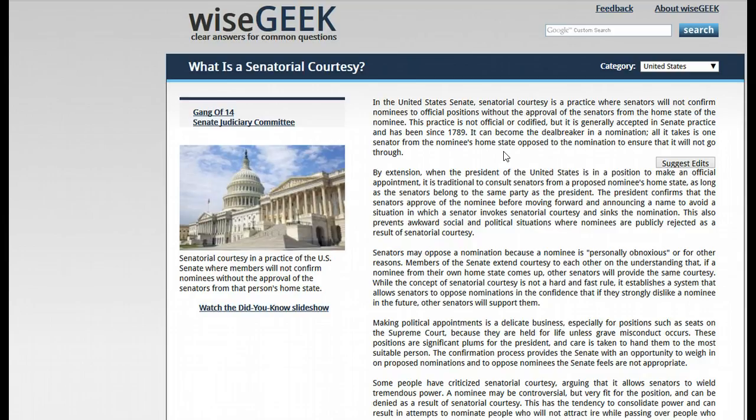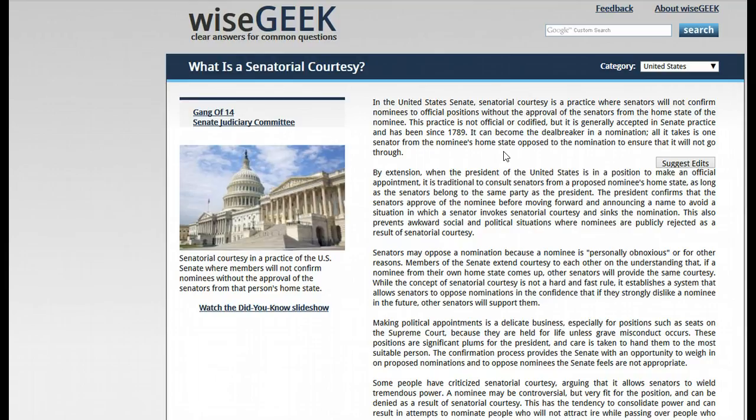And what it says is that if there is a federal judgeship that is open in your state, and the president gets to nominate people for that federal judgeship, that you as an individual senator should have the ability to say either yay or nay, because that person will be on the bench for the rest of his or her life in your state. And this is called senatorial courtesy.